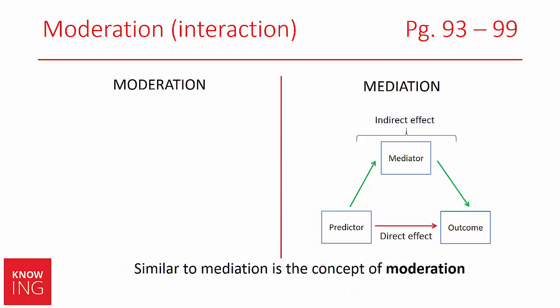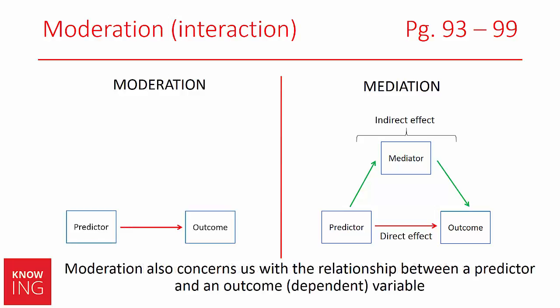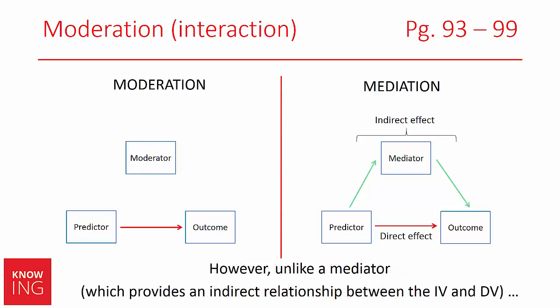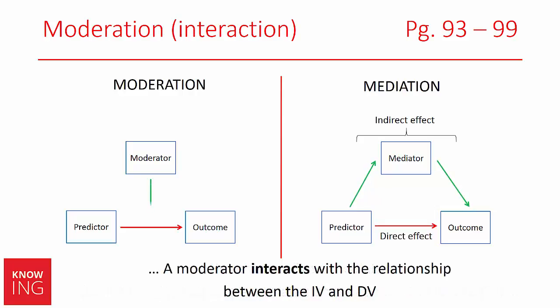Similar to mediation, we have this concept called moderation. Moderation also concerns us with the relationship between one predictor and an outcome or a dependent variable. Now, there's also a third variable that we're interested in, and we call this third variable a moderator. However, unlike a mediator, which provides an indirect relationship between the independent and dependent variables that we're used to, a moderator actually interacts with the relationship between the IV and the DV.